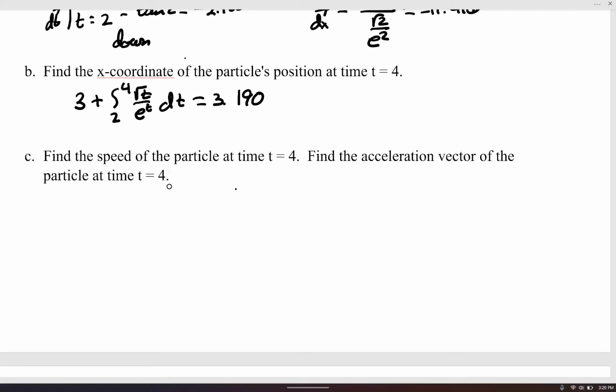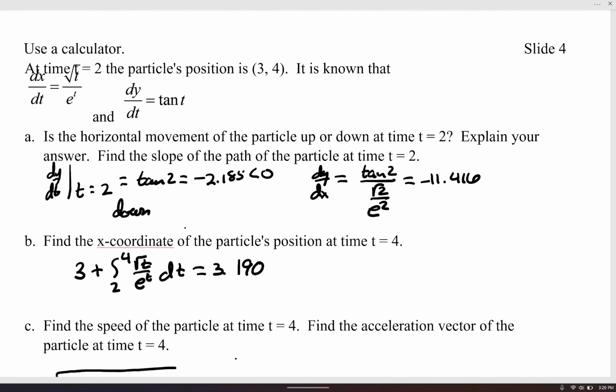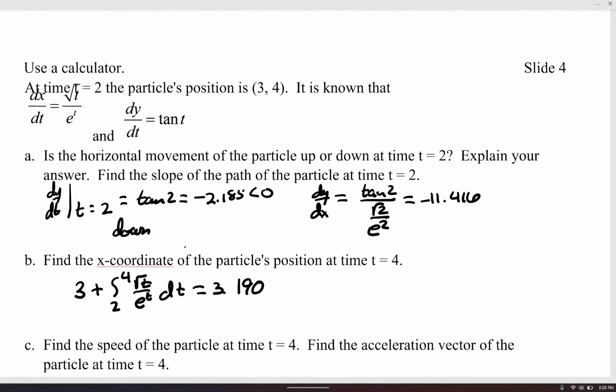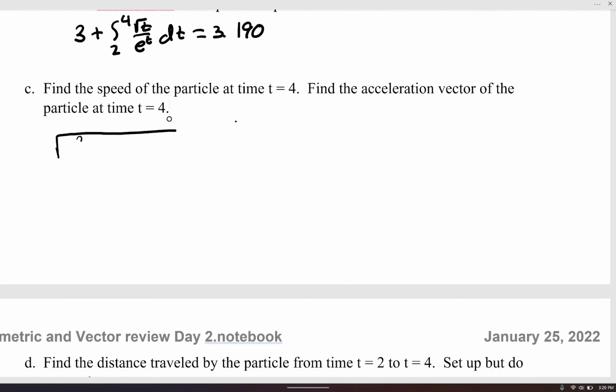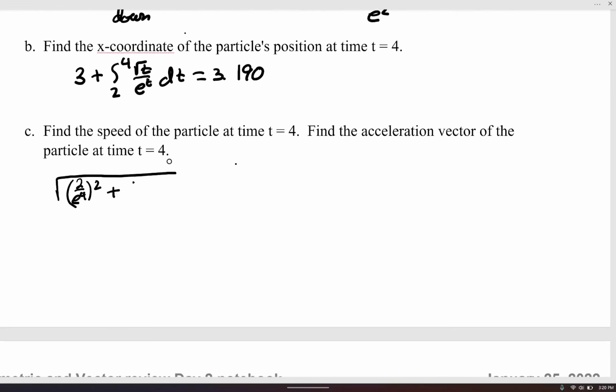Find the speed of the particle at time t equals 4. Find the acceleration vector of the particle at time t equals 4. So find the speed. That is going to be the magnitude of the velocity vector. So when t is 4, we have square root of (2 over e to the 4th) squared plus tangent squared of 4. And that is equal to 1.158.